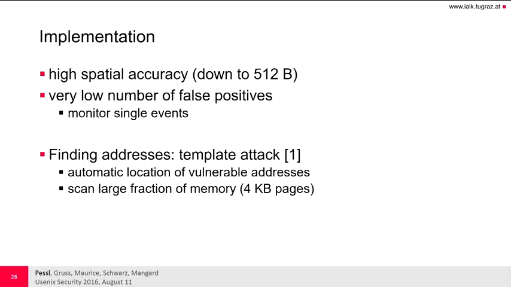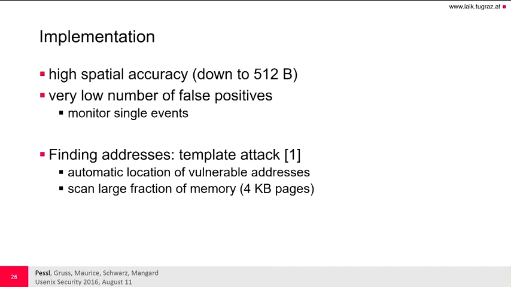This attack achieves a very high spatial accuracy. The spatial accuracy depends on the actual mapping we have in the machines, but we can get down to 512 bytes, which is almost in the range of the best cache attacks. Also, we have a very low number of false positives. This is actually the low noise part of the low noise side channel attack. This allows us to monitor single events, single keystrokes, single memory accesses. This sets it apart from other cache-based attacks, for instance, prime and probe, which has much more noise and doesn't really allow to monitor single events.